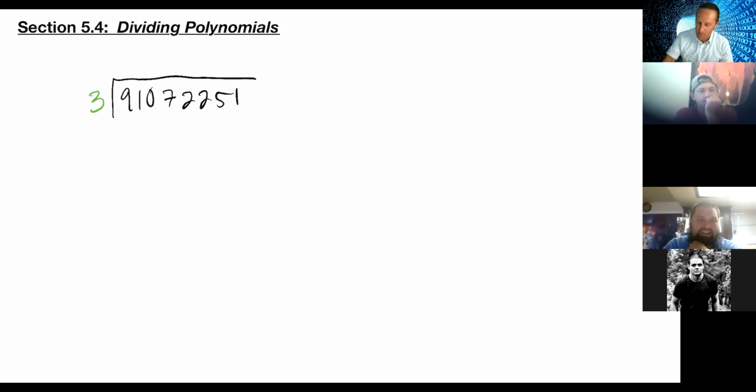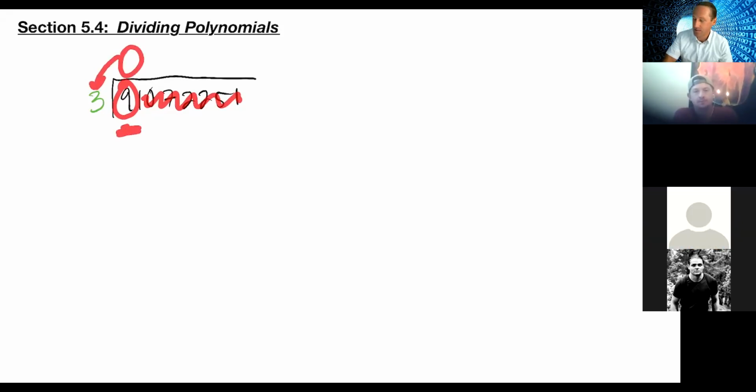Well, remember what we always do. We start with the first digit and forget about the rest. And we say, what number times this gives me that or less? We know you guys have done this, but it's been a while. 3. We put it right above. Then we take that number and multiply and put it right underneath to see if there's anything remaining. If there isn't, we move on and bring down the next thing.